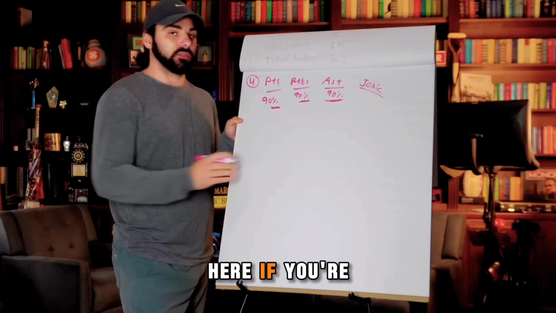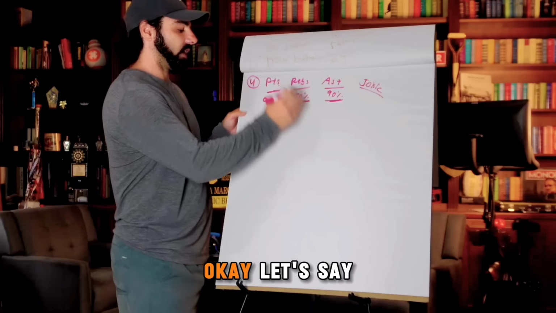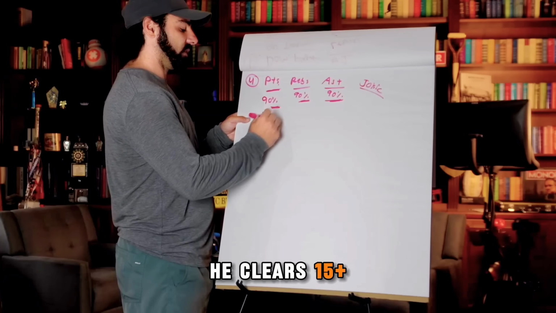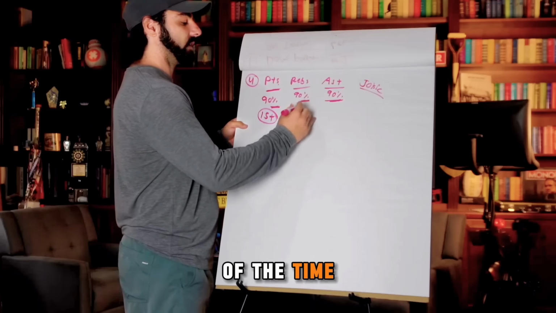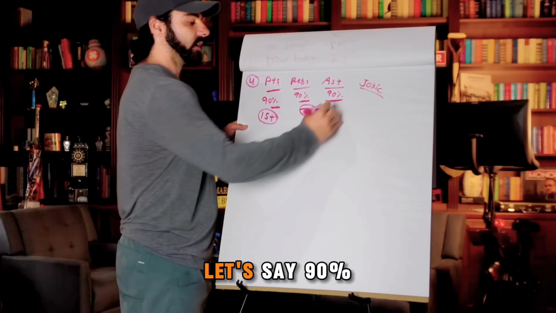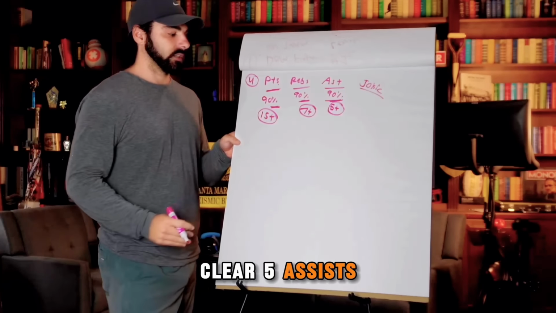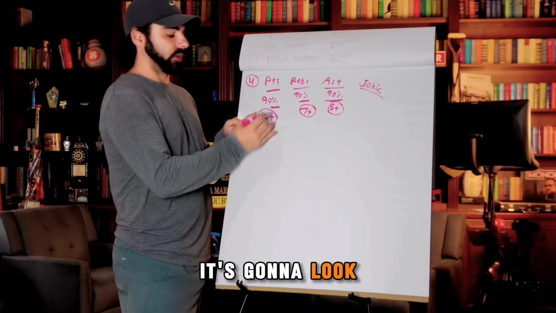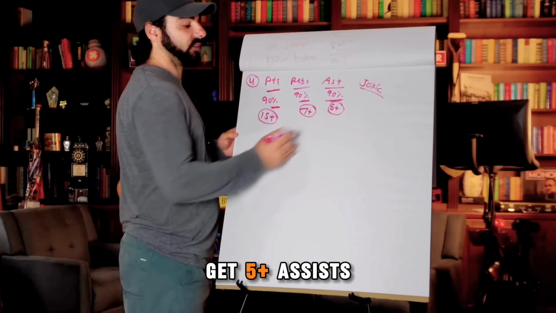So for example here, if you're looking at a same game parlay, what that's going to look like is your points, okay? Let's say Jokic hits 90% of the time, he clears 15 plus points, okay? Then his rebounds, let's say 90% of the time, he clears 7 plus rebounds. And then in the assist category, let's say 90% of the time, he's able to clear 5 assists. So your same game parlay is going to look like this. He needs to score at least 15 points, he needs to get 7+ rebounds, and he needs to get 5+ assists.